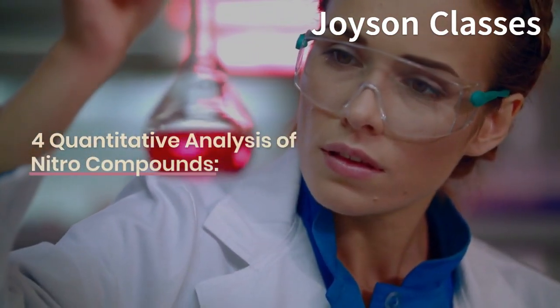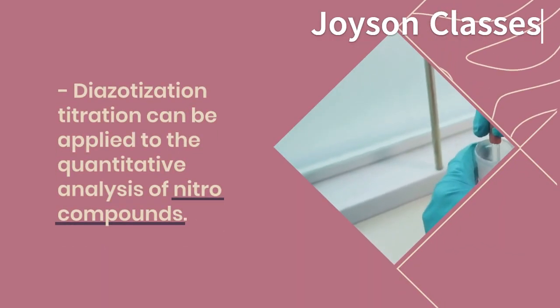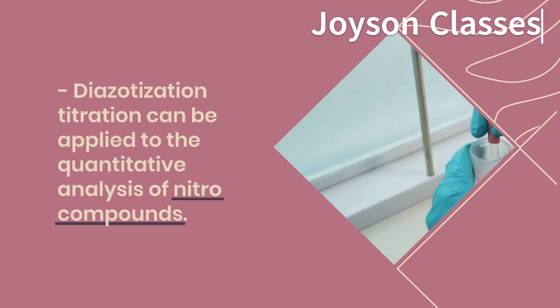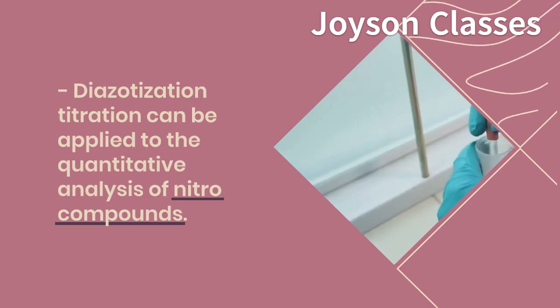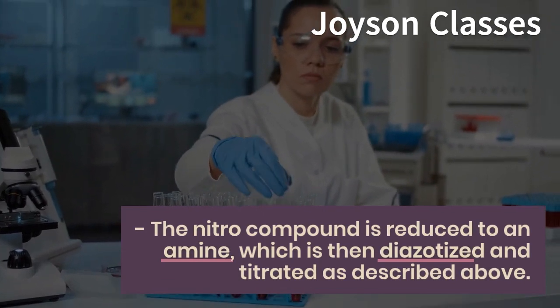4. Quantitative analysis of nitro compounds. Diazotization titration can be applied to the quantitative analysis of nitro compounds. The nitro compound is reduced to an amine, which is then diazotized and titrated as described above.